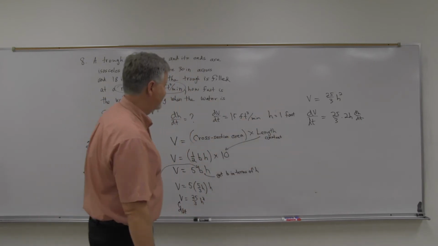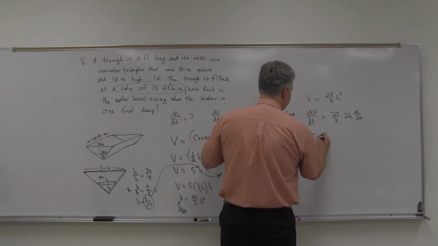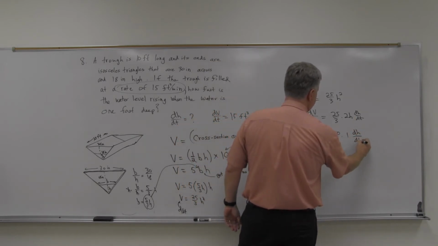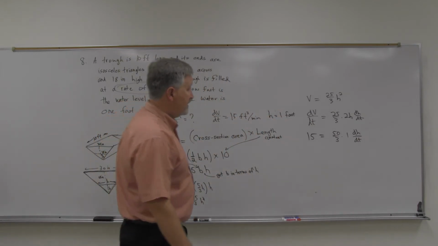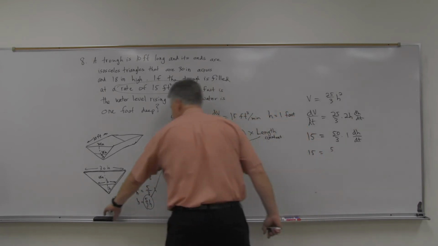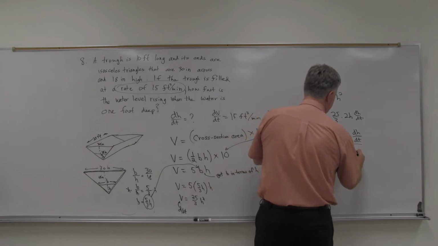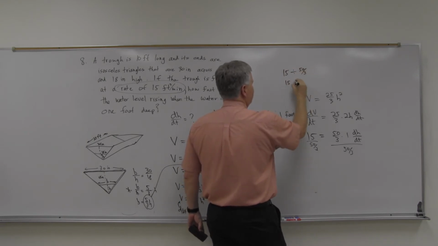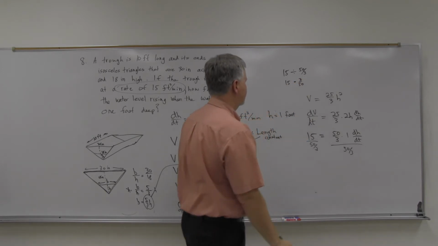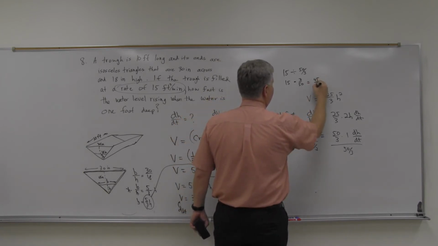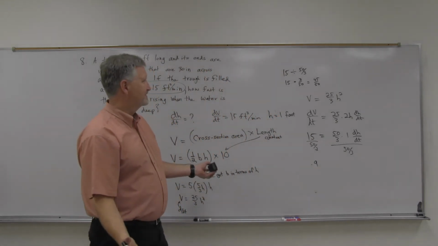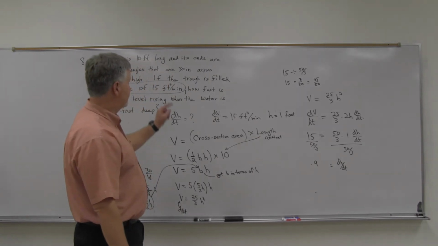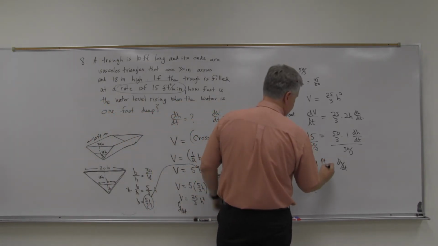Now I'm ready to plug things in. dV over dt, we already said that's 15. That would be 50 over 3 times h, which is 1. And dh over dt is what I'm looking for. So 15, if I divide by 50 thirds, plug in your calculator, but it's 15 divided by 50 thirds, which would be times 3 over 50. So that's going to be 45 over 50, or 0.9, however you need to get that, 9 tenths or 0.9. That's going to be my dh over dt. And the units of h would be feet per minute.